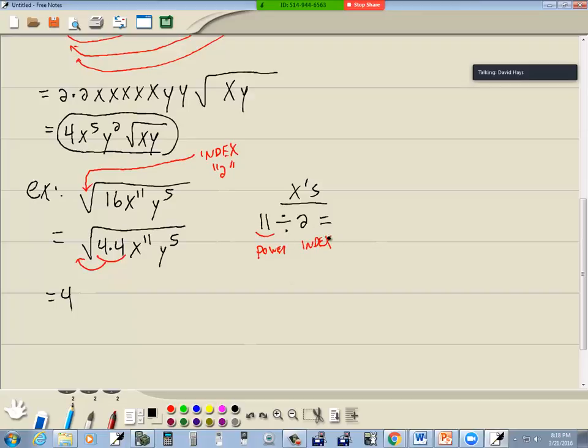Now this is old style division. 11 divided by 2 is 5 with a remainder of 1. Remember the R, so you do it that way. Now this 5 here tells us how many are going to come out. So that means there are 5 x's going to come out. And this remainder tells us how many x's are going to stay in. So we're going to bring out 5 x's, and we're going to have 1 x stay inside. We can use the same technique to figure out how many y's are going to come out. We have a 5 here. So you take your power and divide by your index.